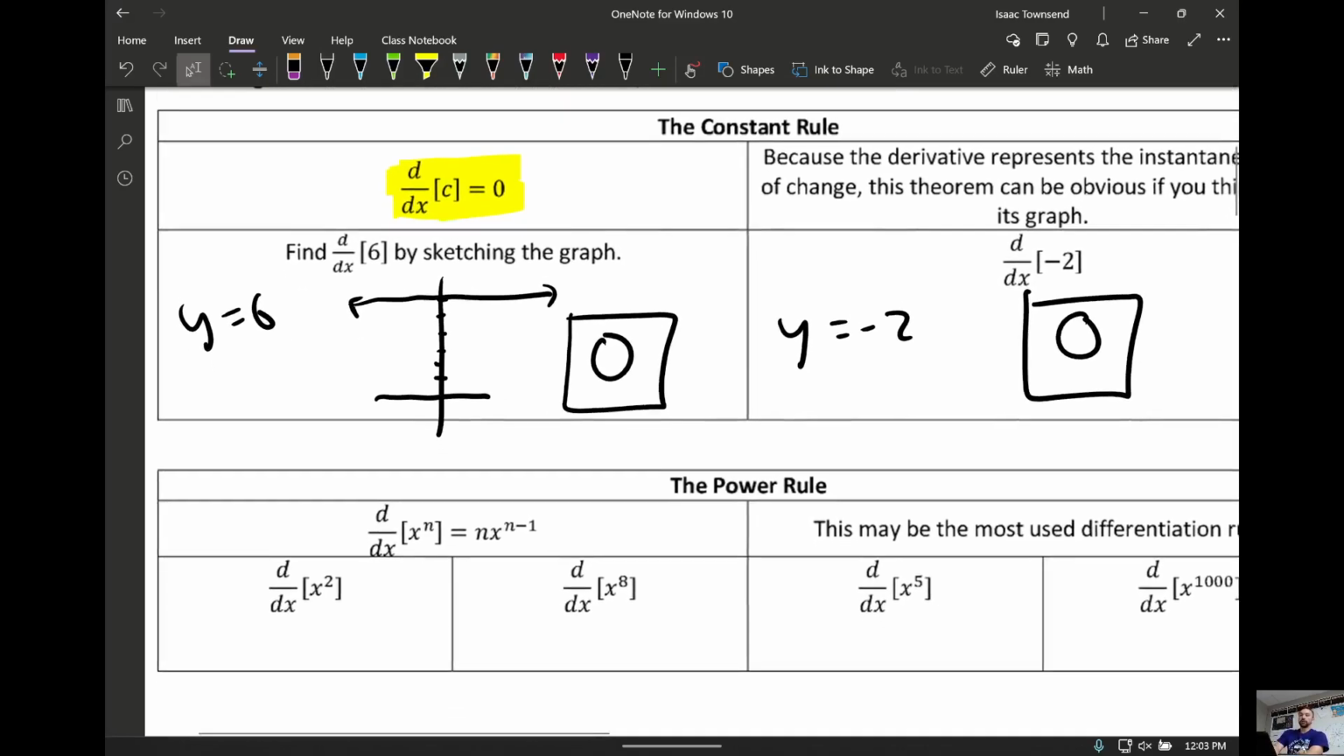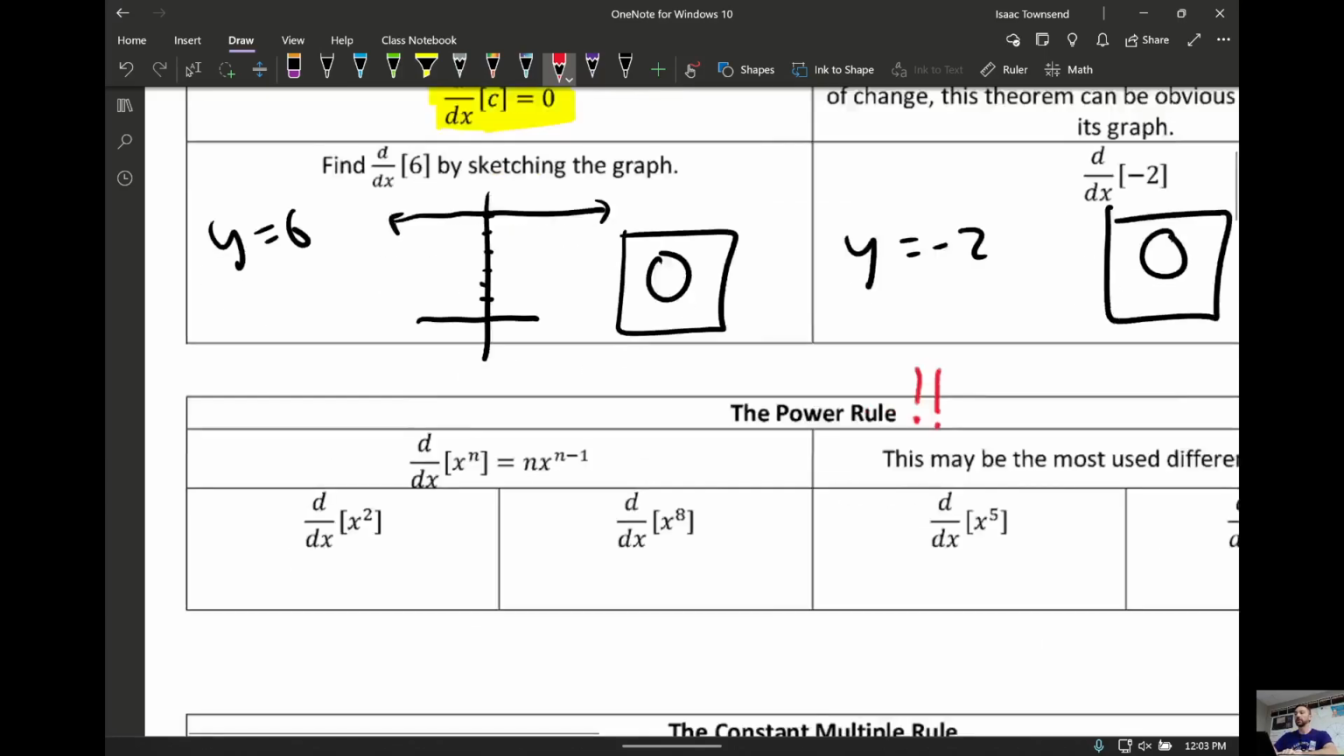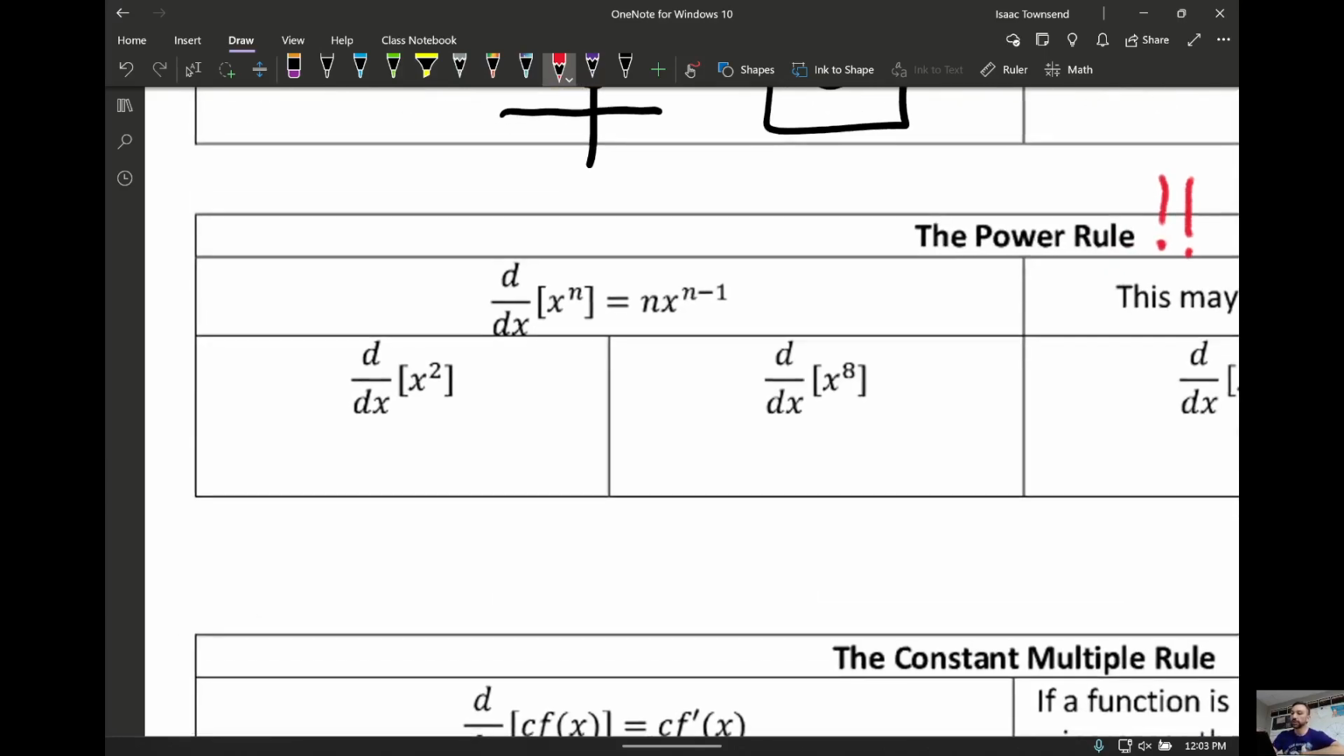Okay, the big one, which is the power rule. This is the one that really saves us from having to use the definition a million times. The power rule says that the derivative of x to the n is the same thing as n times x to the n minus 1. So this is what it's going to look like in your textbook. But really all it means is you bring the power down. So if the power was n, you bring n down out front.